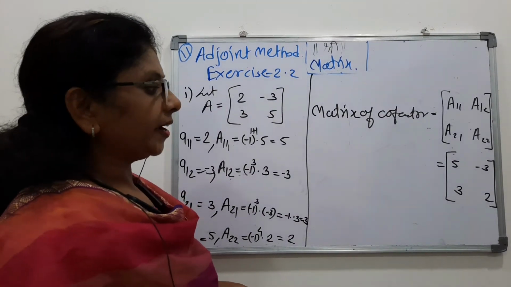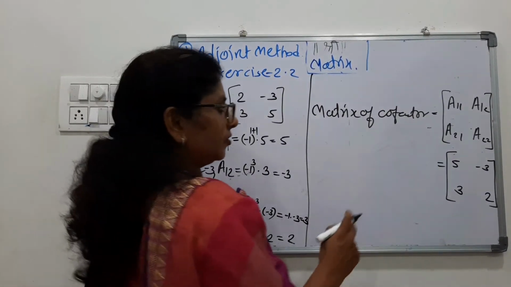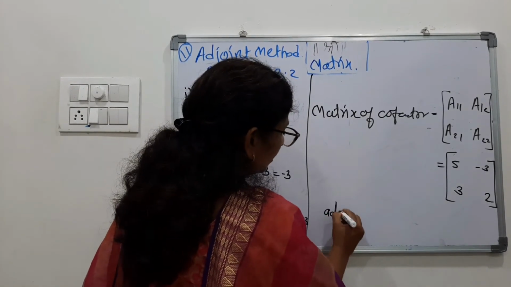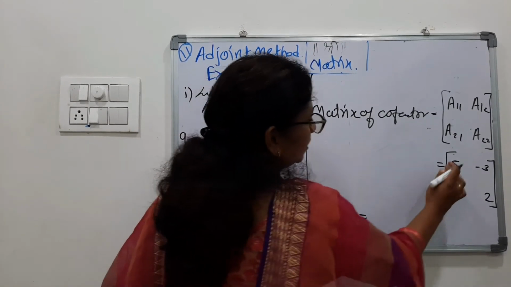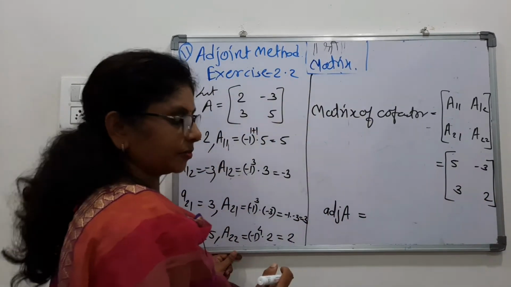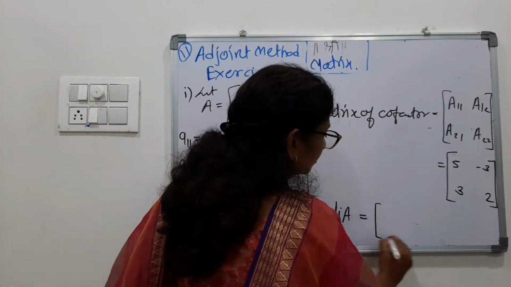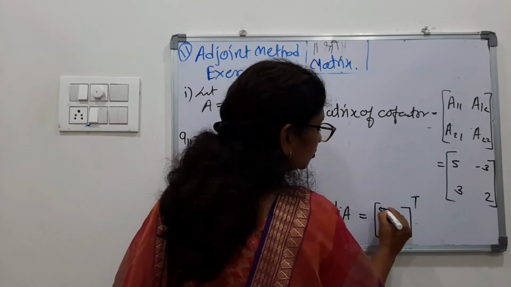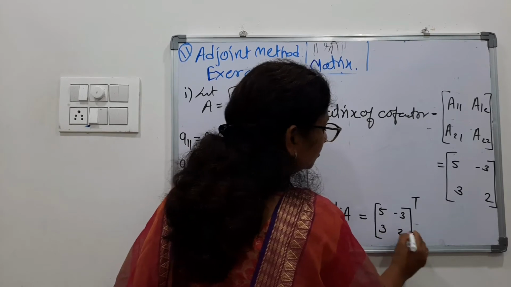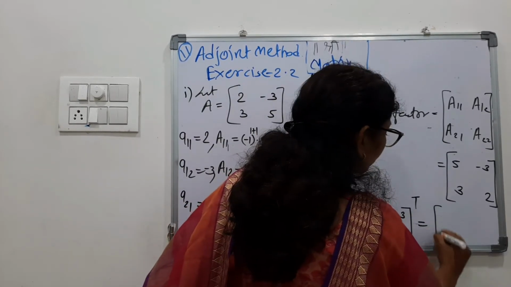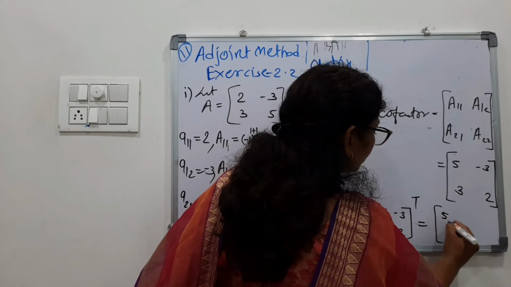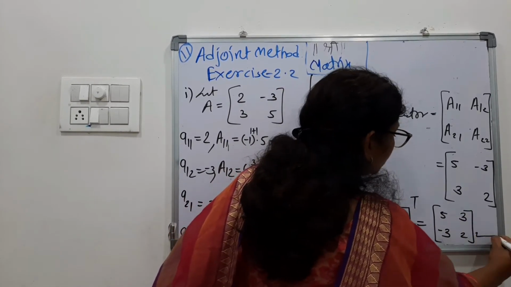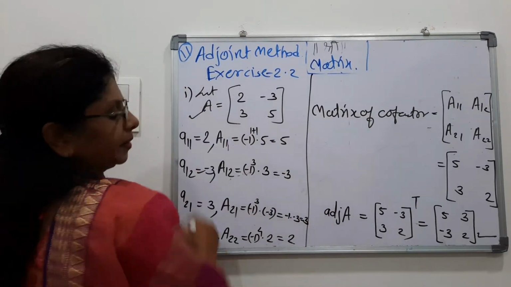Now we want to find the adjoint of this. We have seen what the adjoint is. The adjoint of A is the transpose of this cofactor matrix. It means whatever the cofactor matrix is, we take the transpose of that. So 5, minus 3, 3, 2. So what is the transpose? Row becomes column and column becomes row. So this is the adjoint of the given matrix.